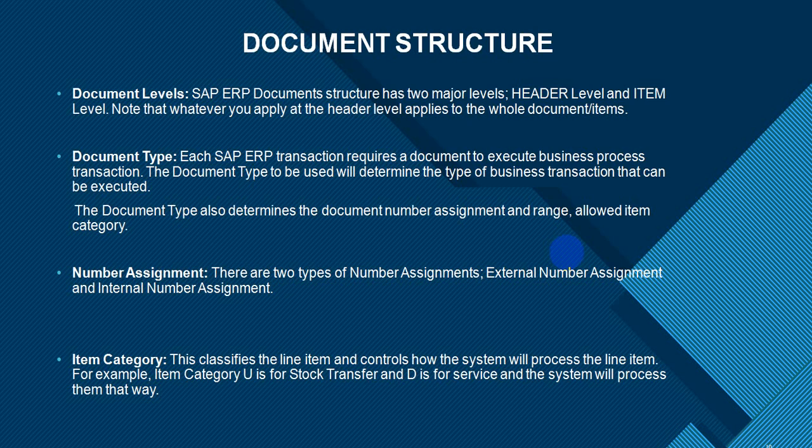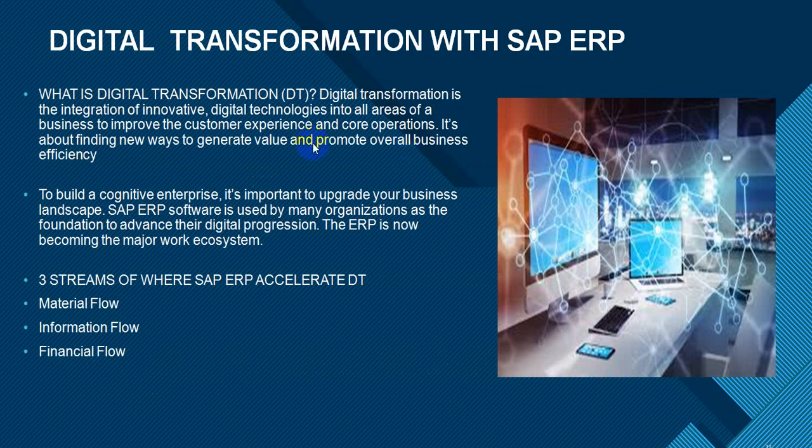Item category classifies the line item and controls how the system will process the line item. For example, item category U is used for stock transfer and D is used for service, and the system will process them that way. All right, digital transformation with SAP ERP.